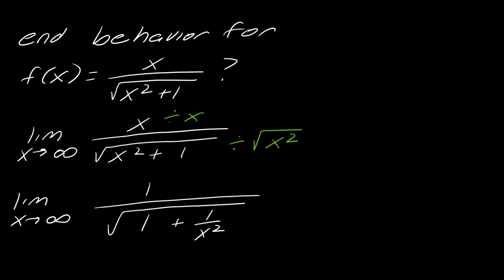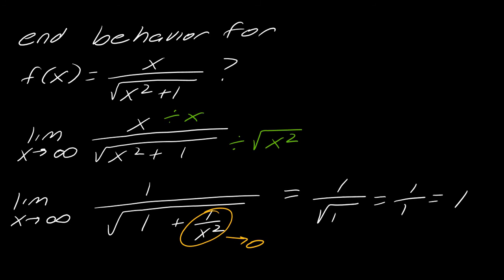Okay, so now if I take this limit as x goes to infinity, the only thing I really have to worry about is this part right here. This is going to go to 0. So I'm left with 1 over the square root of 1. This is just 1 over 1, so this equals 1. Okay, so this is actually very important. This indicates that we have an asymptote. It wasn't totally obvious just looking at this, but there is this asymptote at y equals 1 as we go towards the positive infinity direction.